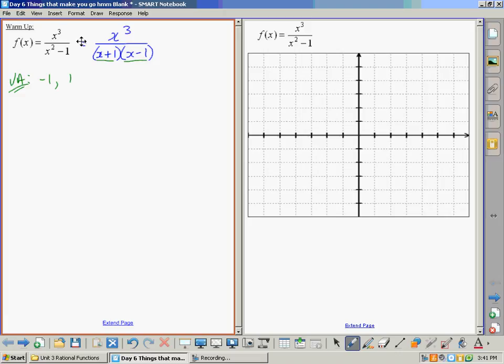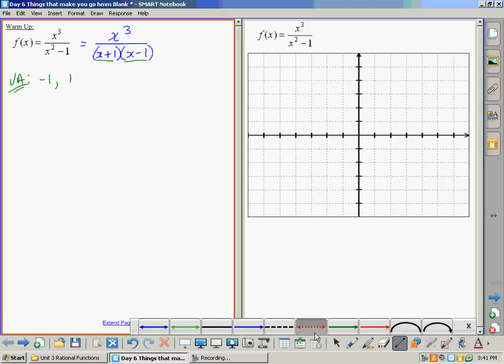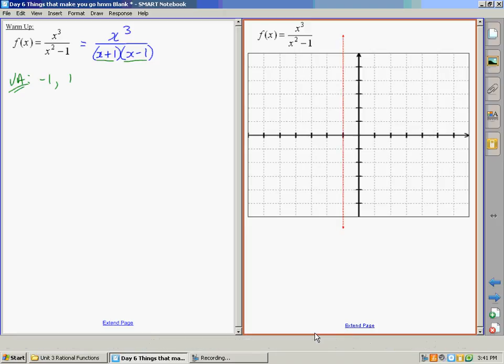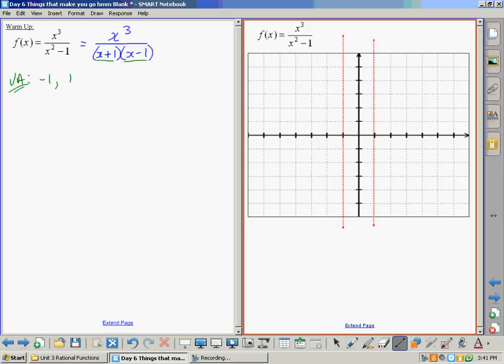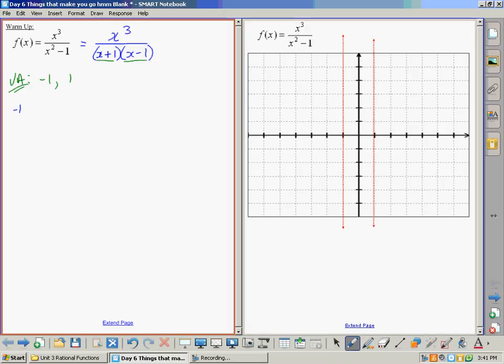So I'm going to pick a point. Oh, actually, let's graph them first. So there's going to be an asymptote at -1 and an asymptote at 1. Now we'll do test points on those. So I'm going to pick a point to the left of -1, so that's -1.1. And to the right of it is going to be -0.9. I'll sub these in and see if they go to positive or negative infinity.